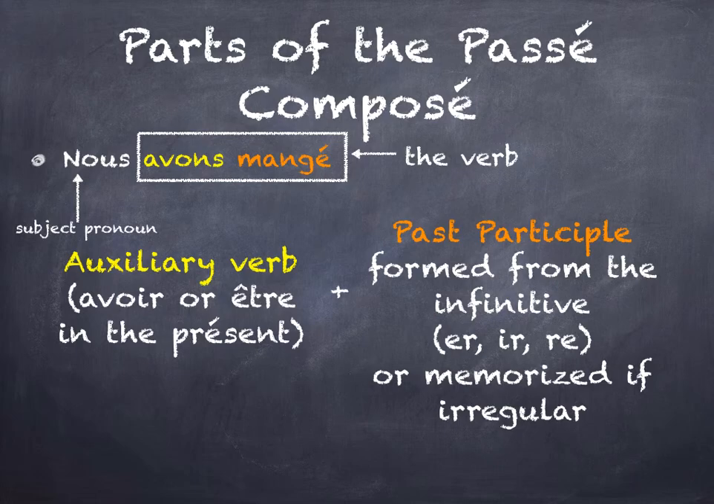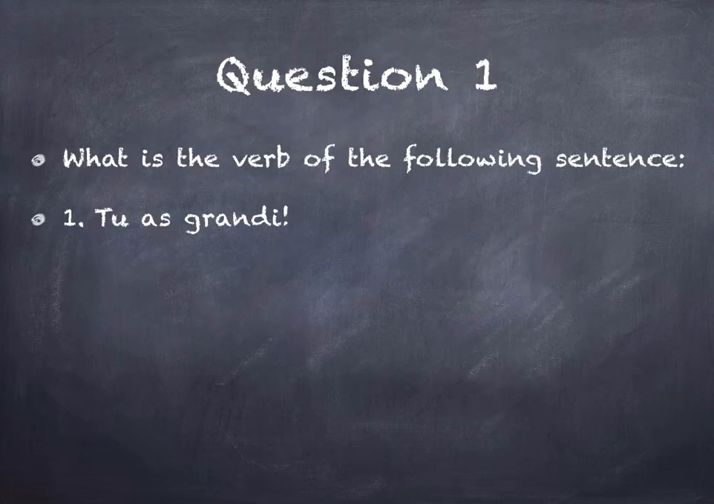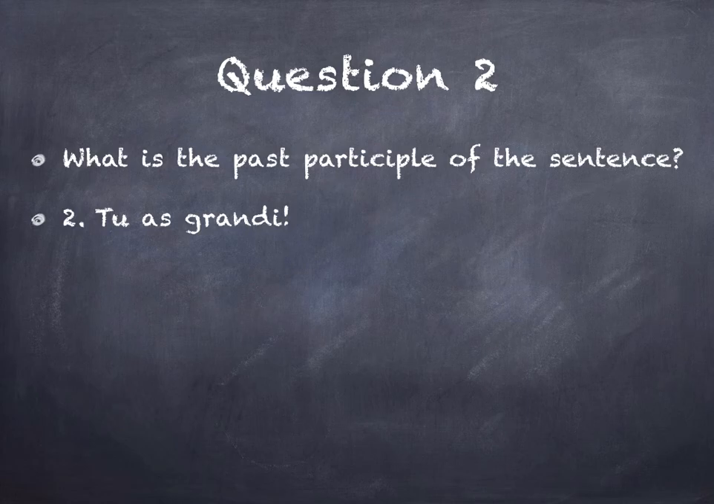So let's see if you can do this. Question number 1. What is the verb of the following sentence? Tu as grandi. You have grown. What is the verb? What's the past participle of that same sentence, though?